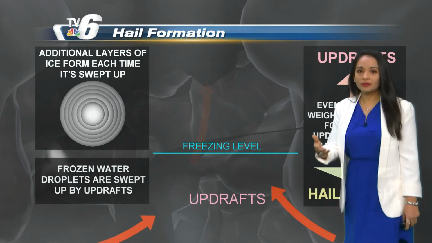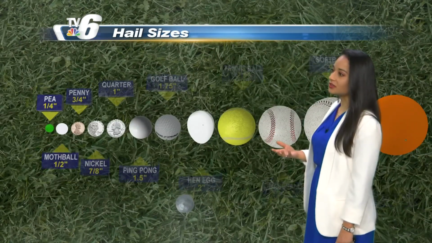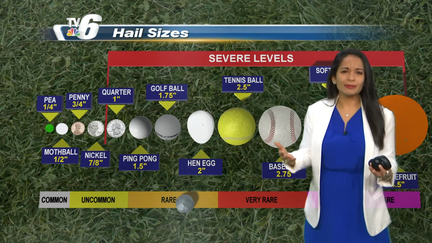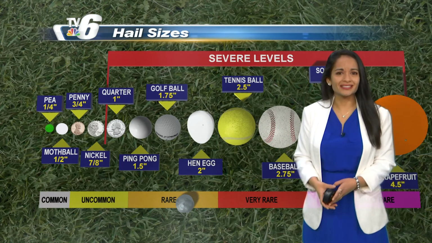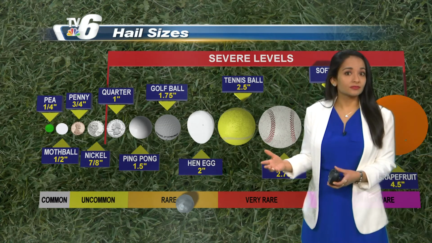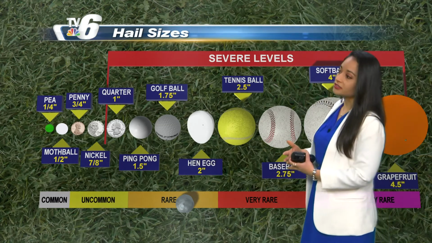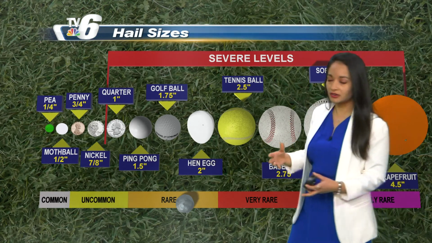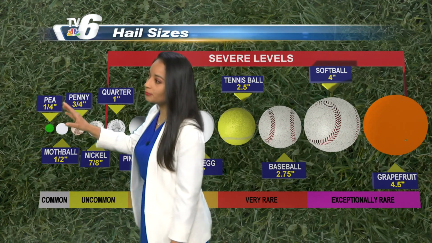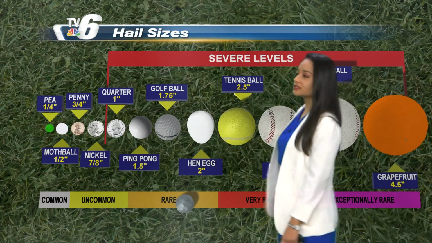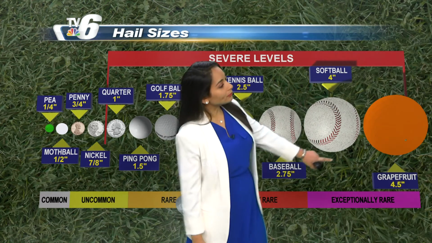Now, there are a couple of different ways that you can actually measure the hailstone once it falls towards the ground. You can obviously use a ruler or a tape measure to check out the size of it, but you can also compare and contrast it with certain objects. We look at the size of hail and we kind of categorize it in different categories. Everything from pea-sized hail all the way up to about softball-sized hail and grapefruit-sized hail.